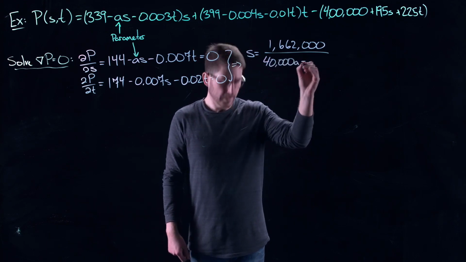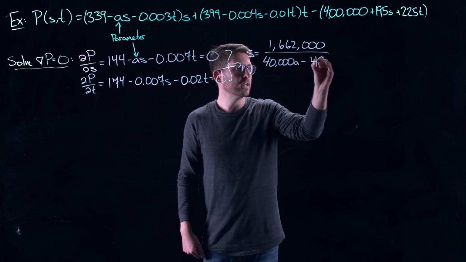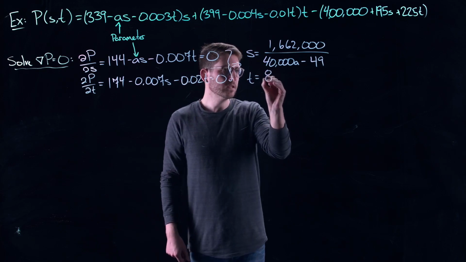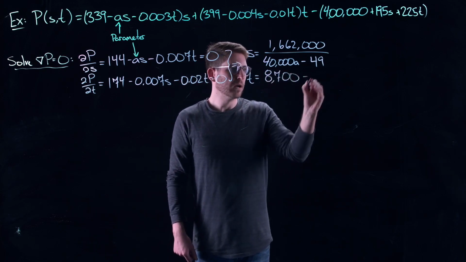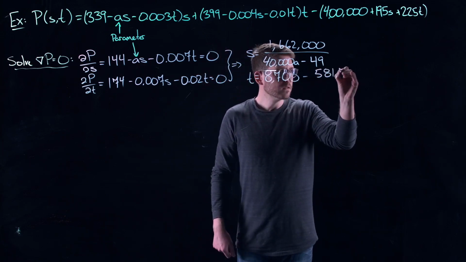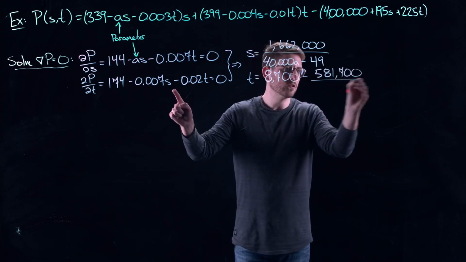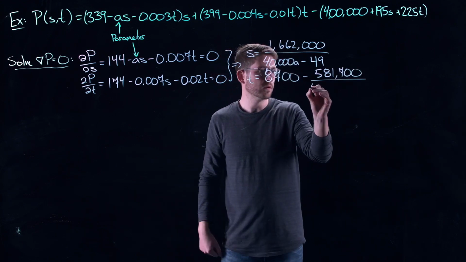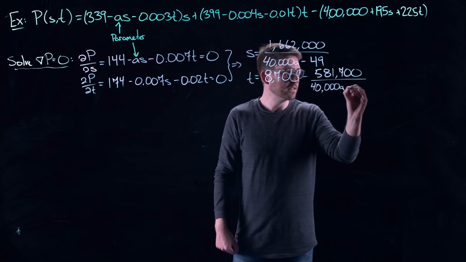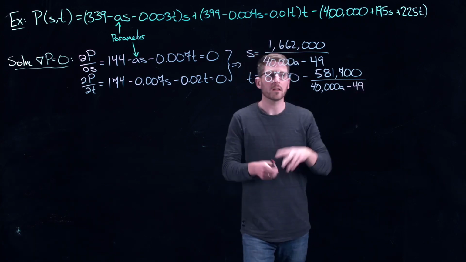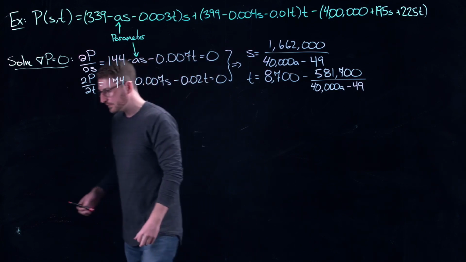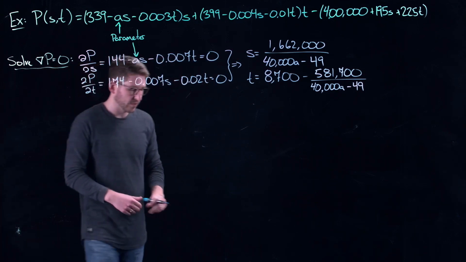40,000 A minus 49. Notice it depends on the parameter now. And now 8,700 minus $500,000-ish. So you can plug this thing into maybe Wolfram Alpha or whatever computational aid you think might be helpful here. That's entirely up to you. But nonetheless, this is what you get for your solutions. And in particular, these things come out to be functions of your parameter A.